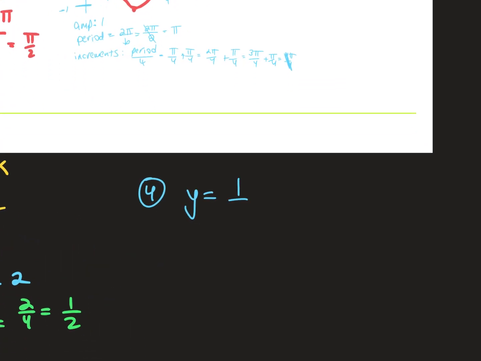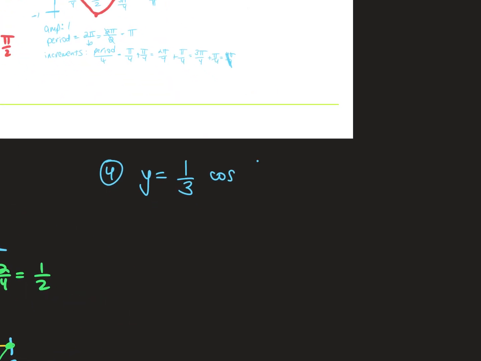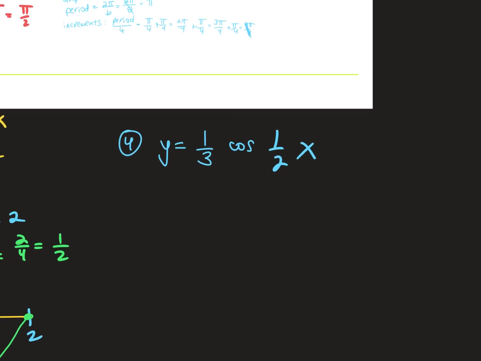Y equals what? Ooh, there's a bunch of fractions here. Y equals 1/3 cosine 1/2 x. Okay. Get some sort of system, guys, so you do the same thing every time. I like to remind myself, this is cosine, so where am I starting? At the amplitude, okay? Remember that.